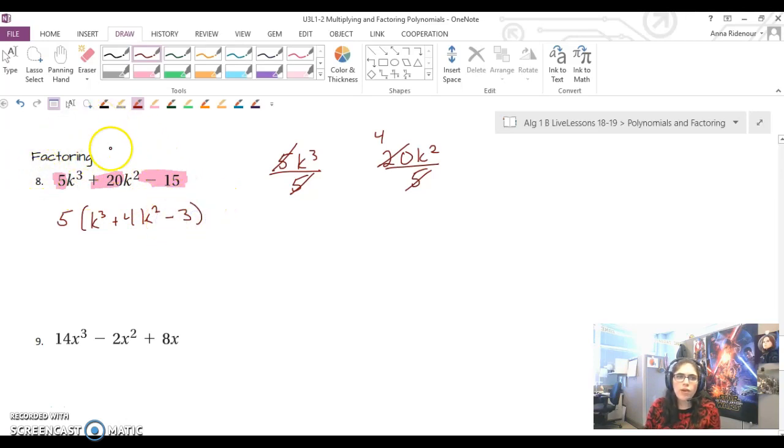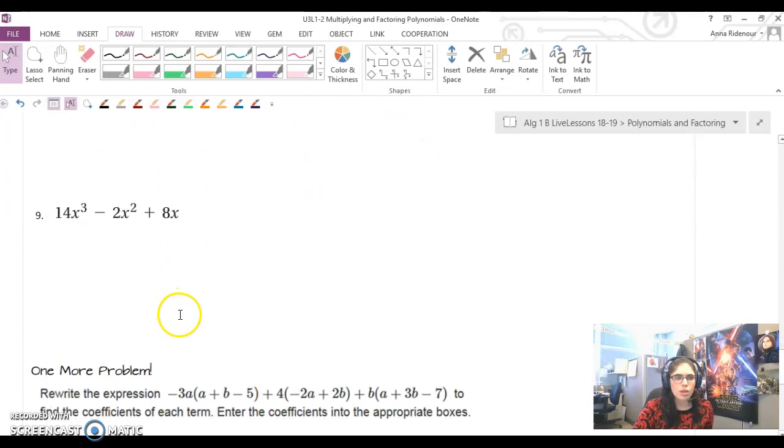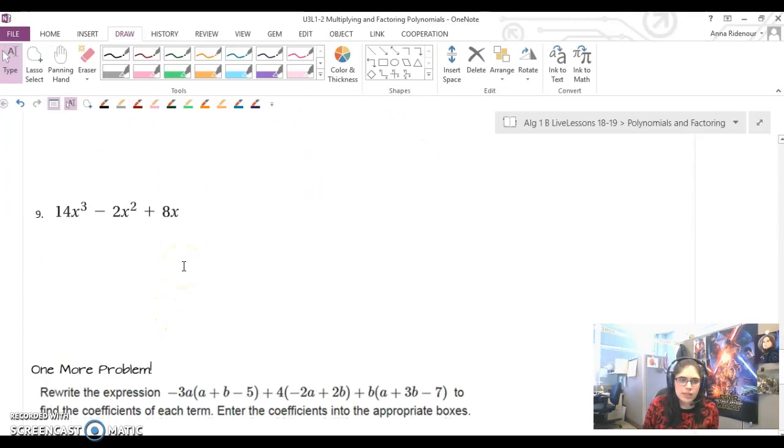So in factored form, this becomes 5 times, parentheses, k to the third plus 4k squared minus 3, end parentheses. And that's it. That would be the factored version. This next example, we have 14x to the third minus 2x squared plus 8x.